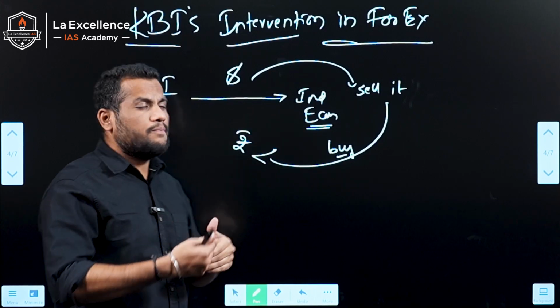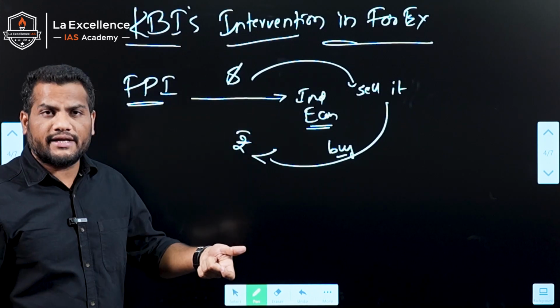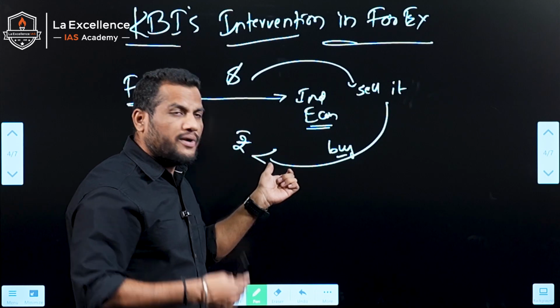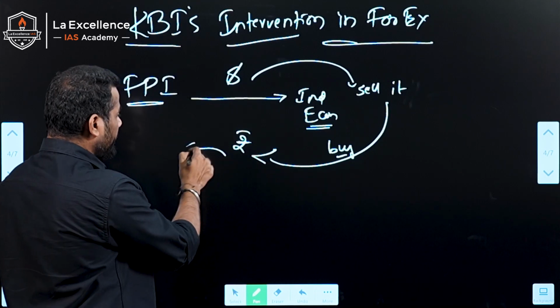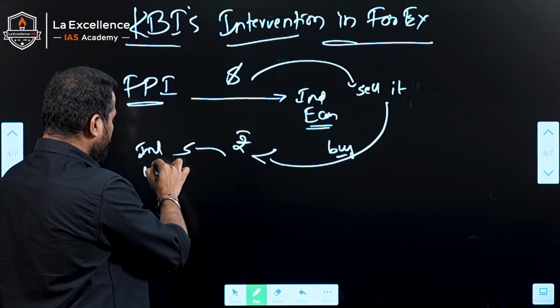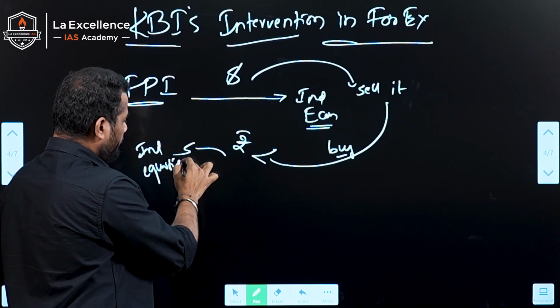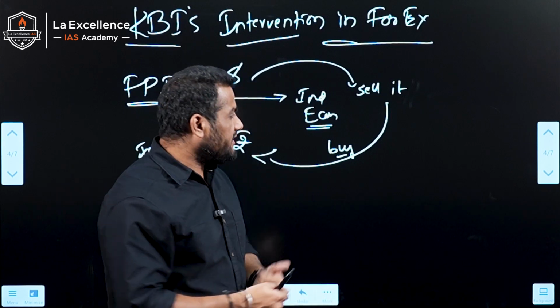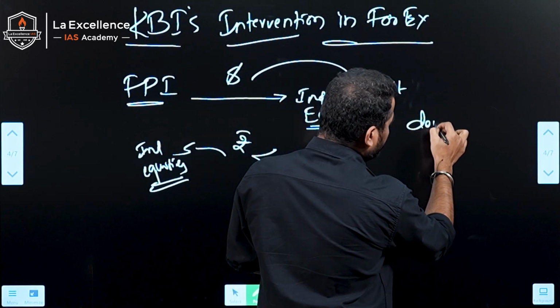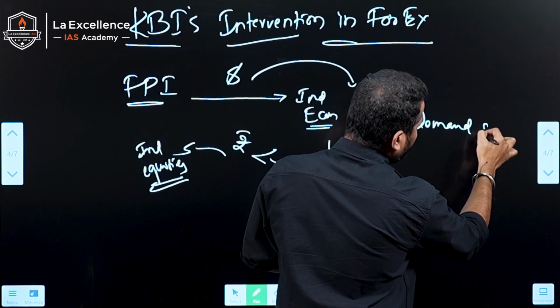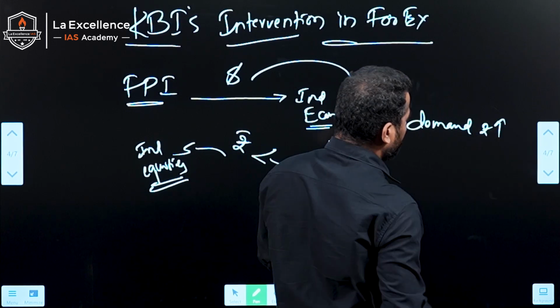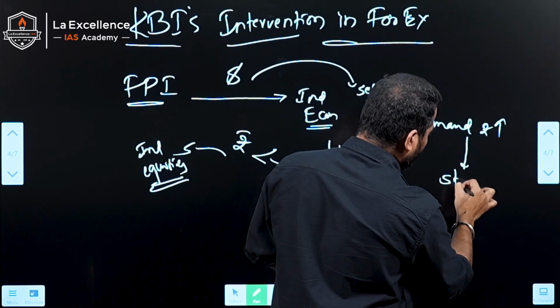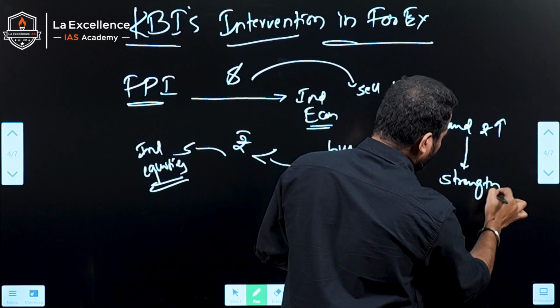When more foreign portfolio investors are coming to the Indian market, they start to buy Indian rupees to invest in Indian equities, right? So whenever they try to buy more Indian rupees, the demand for the Indian rupee increases, which leads to strengthening of the Indian rupee, right?